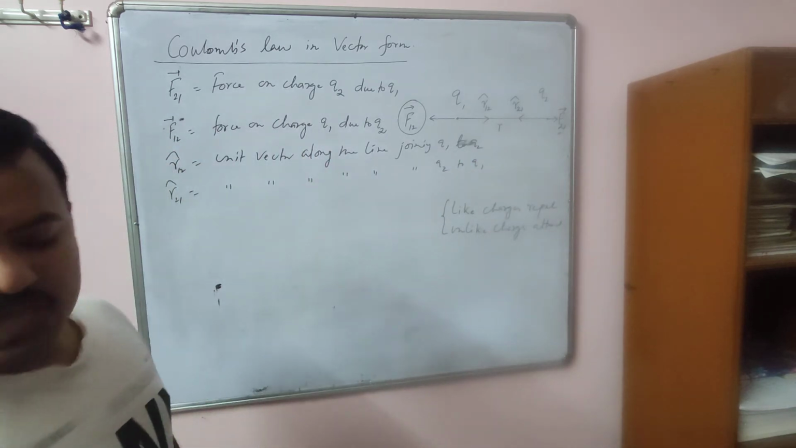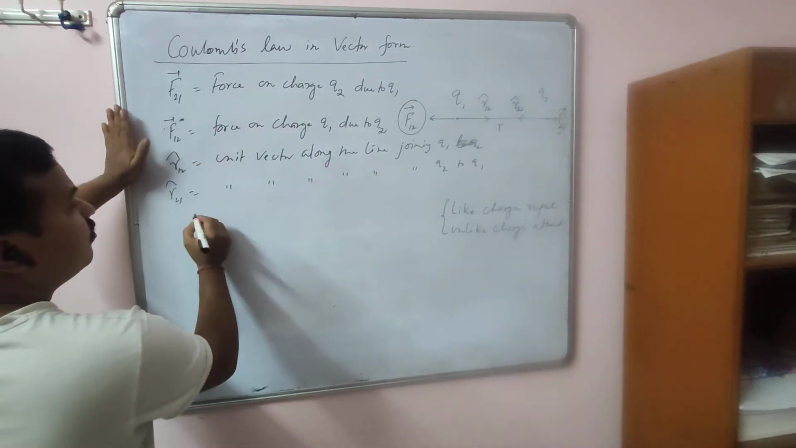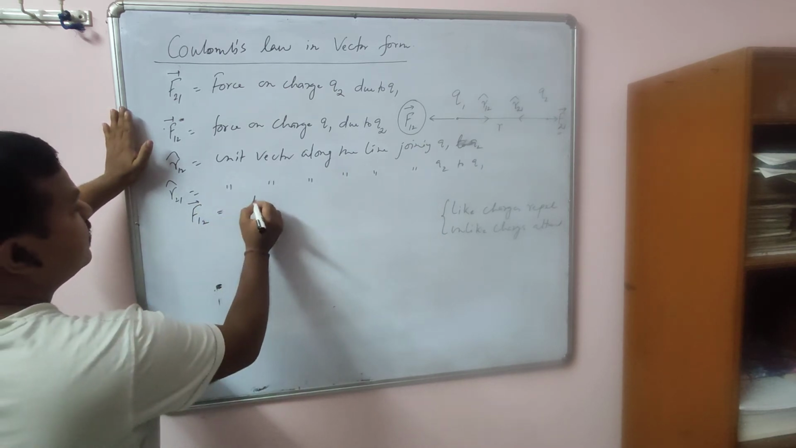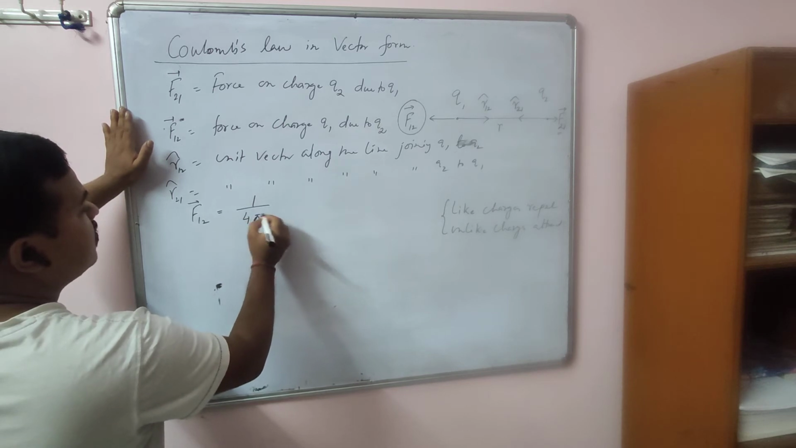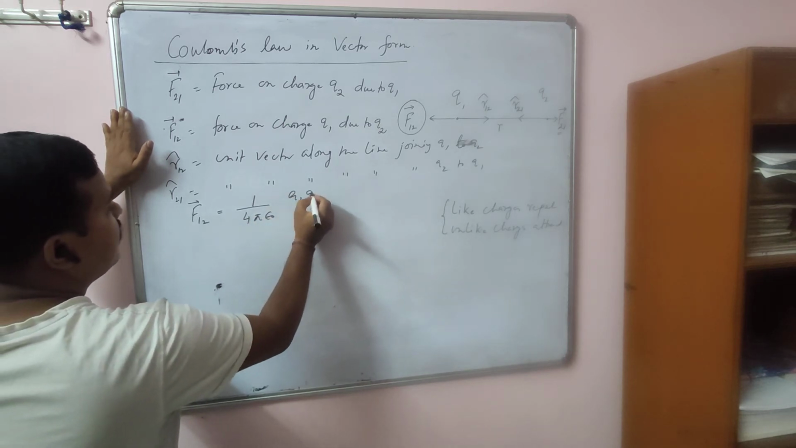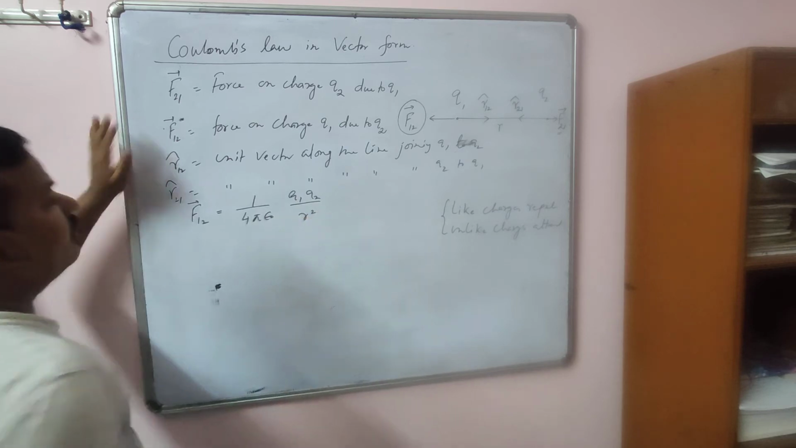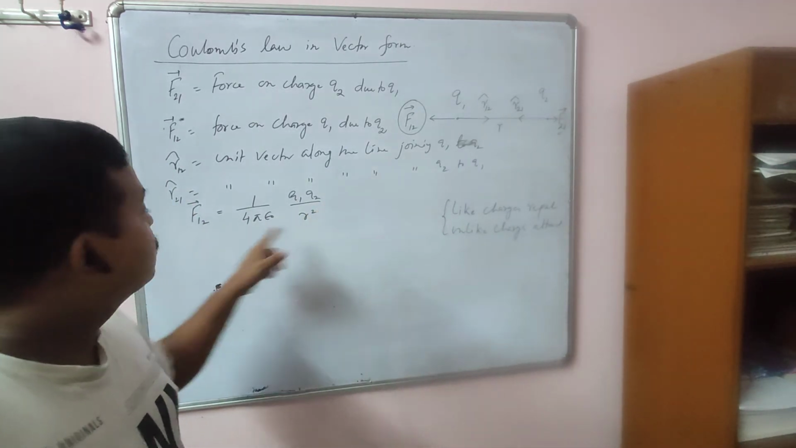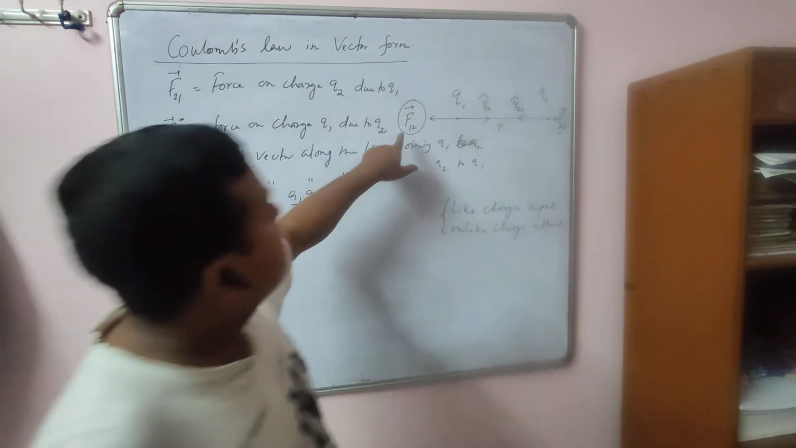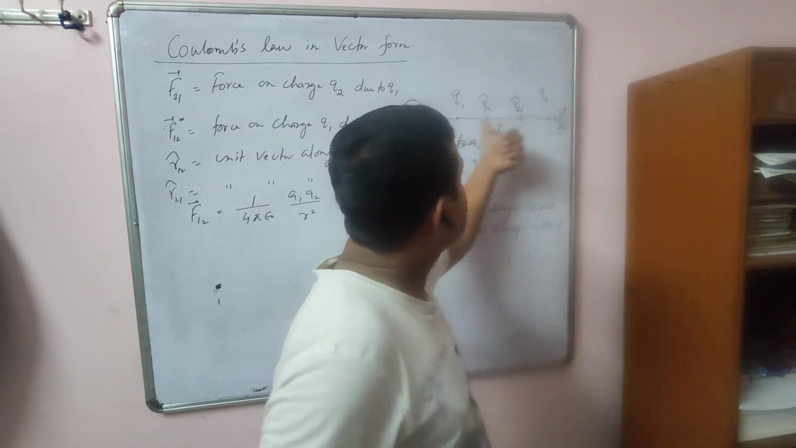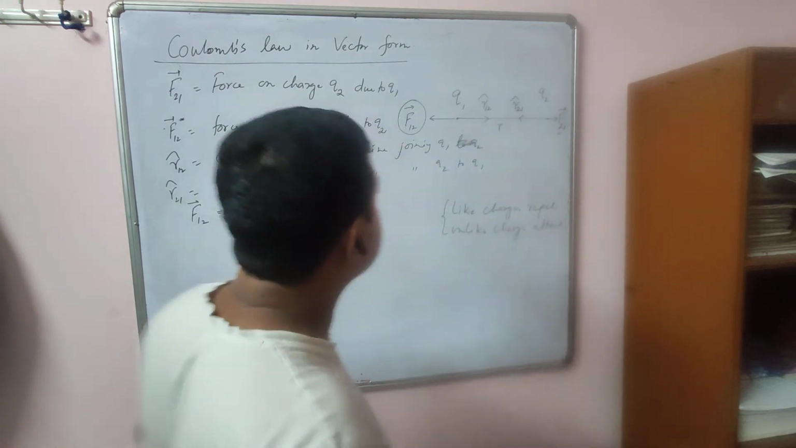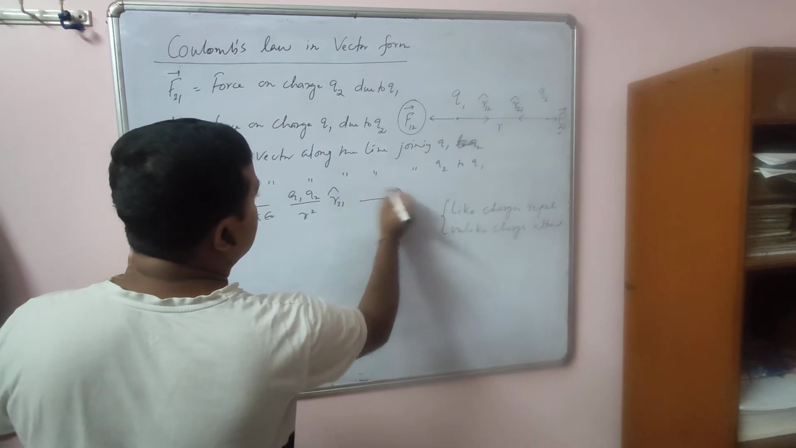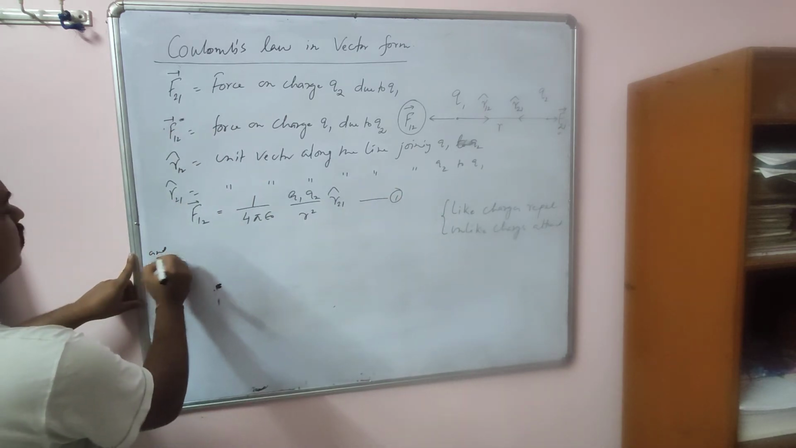Now if we write the formula for F12 in vector form, the Coulomb force is 1 by 4 pi epsilon Q1 Q2 by r square. Since it is in vector form, you have to assign direction. F12 is along this direction, so we use the unit vector R21. Say this is equation number 1. And what will be F21?